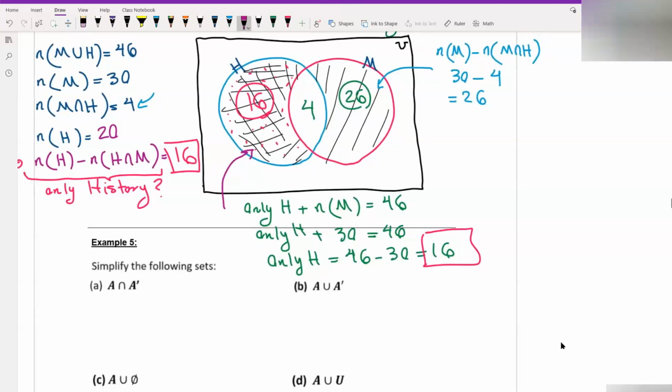So we can write it that way, or we can write 46 minus 26 plus 4, because we already had that part here, 4 and 26. We only need to subtract to find what we have in only H. That's 46 minus 30, and that is 16.